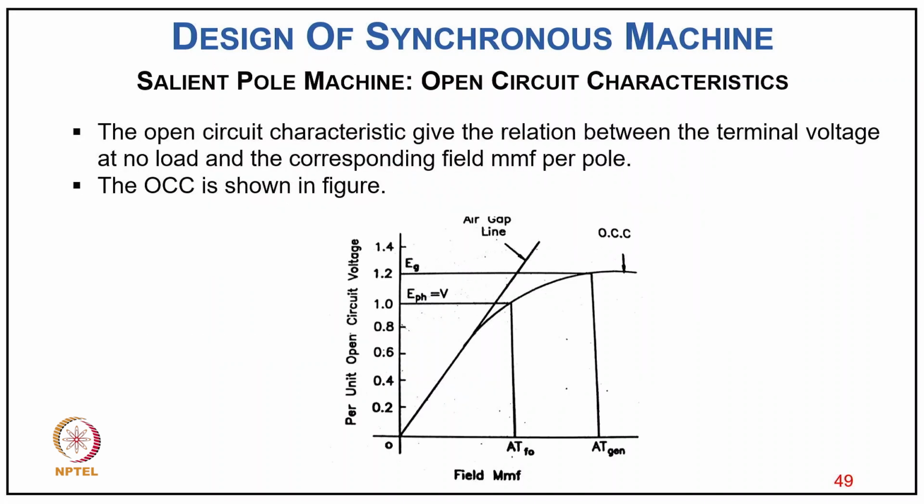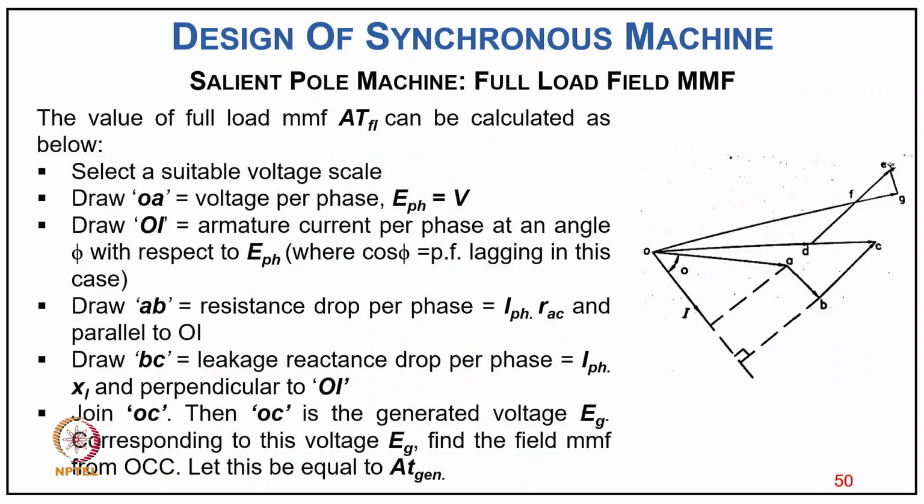Now coming to the open circuit characteristic of the machine. The open circuit characteristic gives the relation between the terminal voltage at no load and the corresponding MMF per pole, and it is also shown in the figure. As you can see, the y-axis is the open circuit voltage Eg, which we call induced, and the x-axis is the field MMF, like AT or typically ATn.